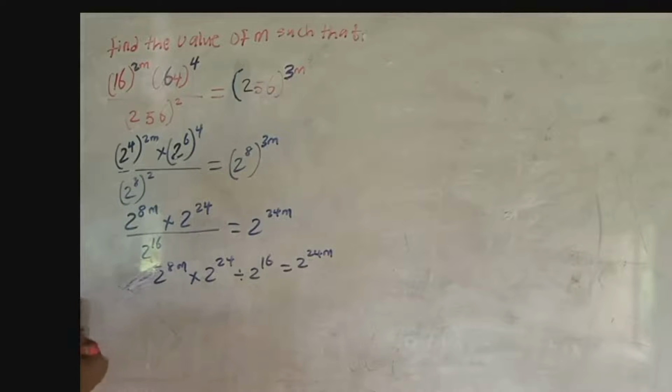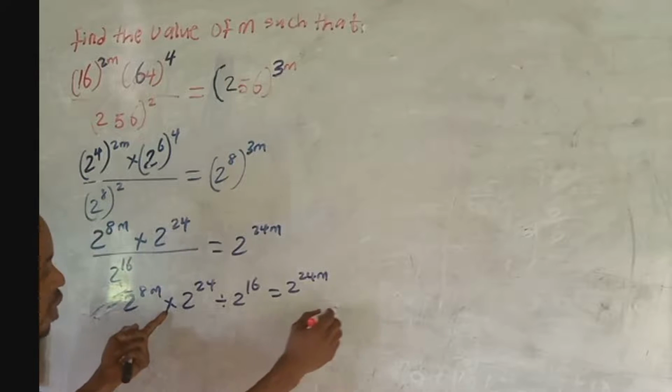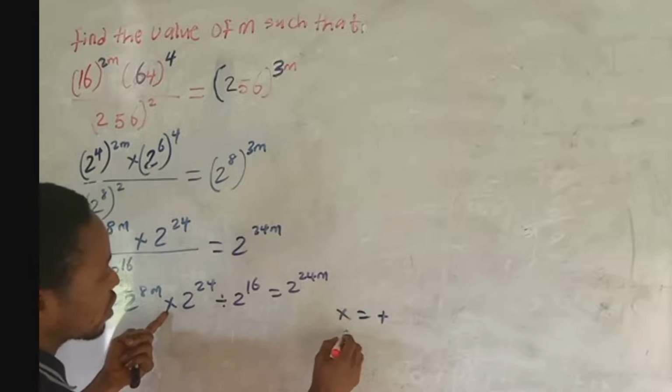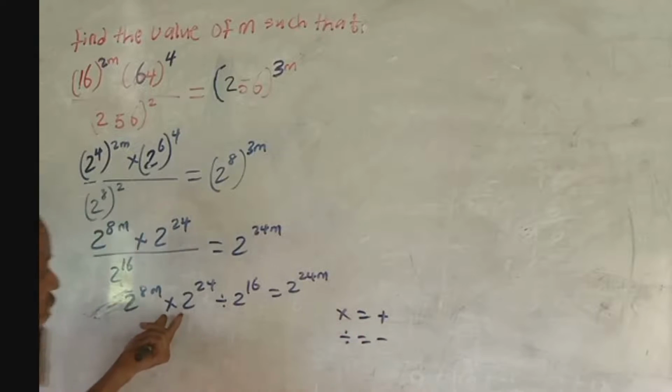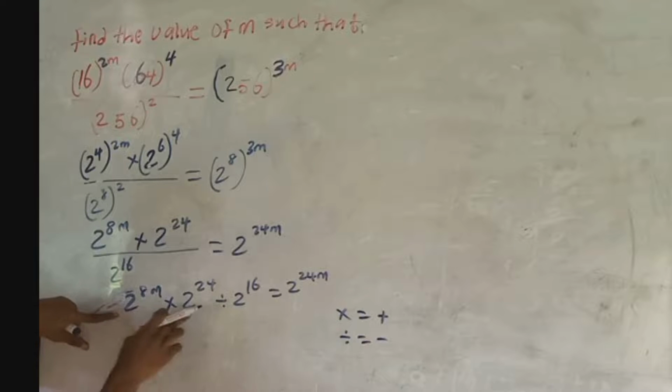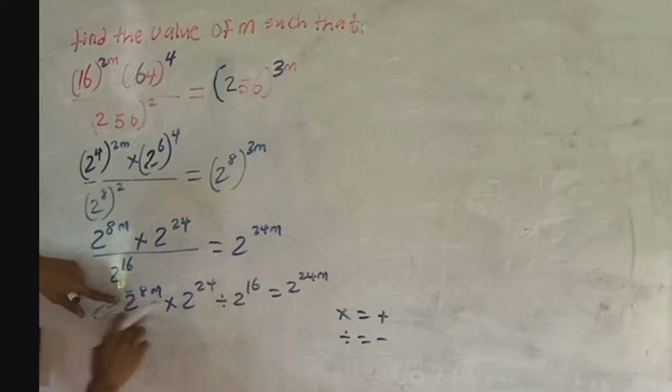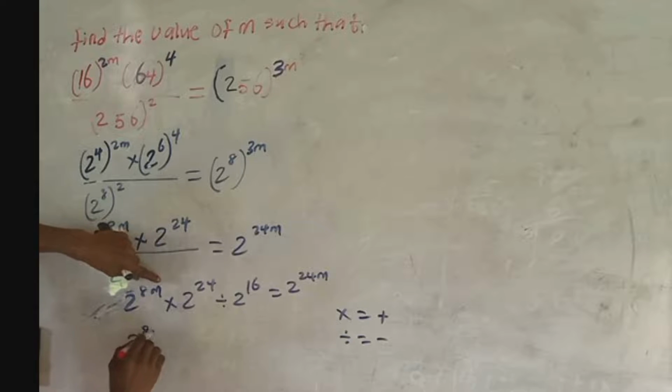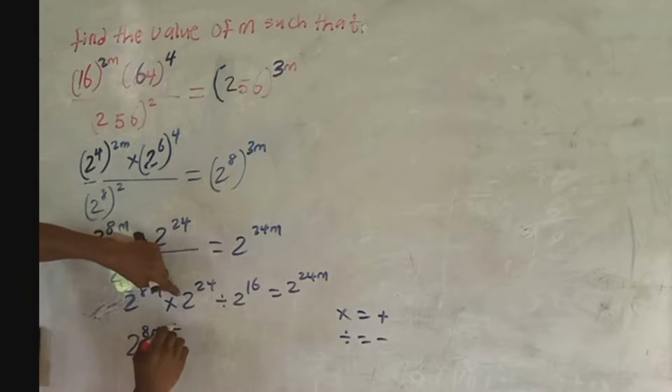So if you apply the indices to this place, multiplication is equal to plus, and division is equal to minus. Since this one, this one and this one have the same base, base 2, base 2, base 2, let's take the index of this place, we have 8m. Multiplication here, that's a plus.